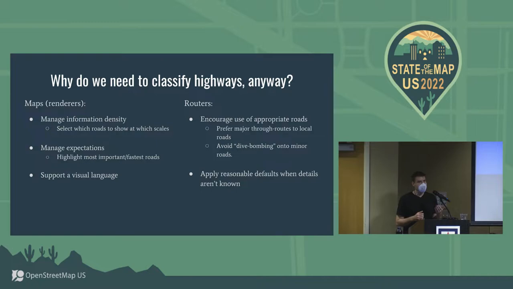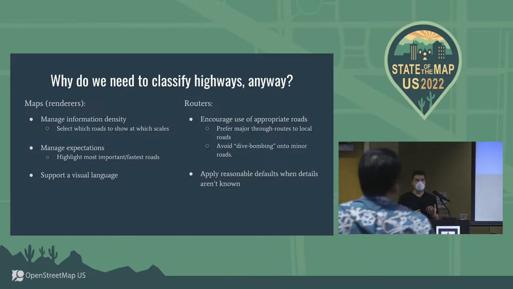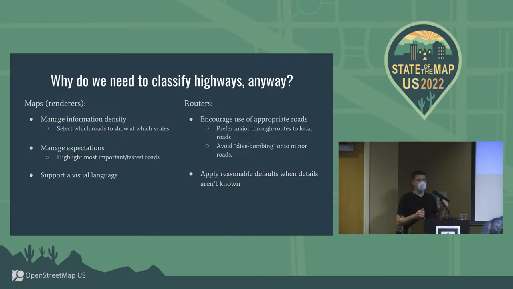And similarly, when a user is viewing a map, they need to have their expectations set. Just because there is a road through a mountain pass doesn't mean that's a good road that users should necessarily take, especially in the winter months.